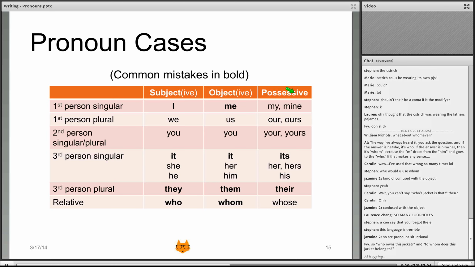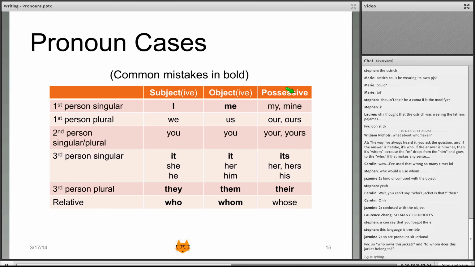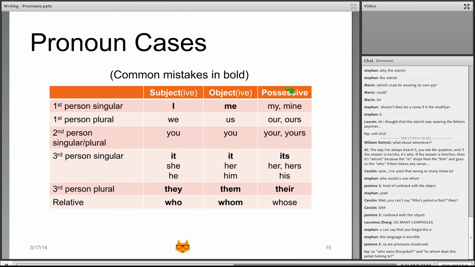Ivy, both of those are correct. Were you asking which one of these is correct? Those are both correct. What you did was you just changed the sentence around so that you use the subject and the object case. So who owns this jacket is correct, and to whom does this jacket belong is also correct.